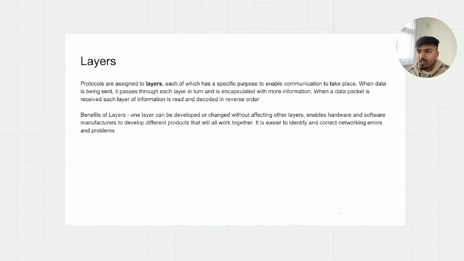Now we move on to layers. So what's the point of layers? Well, protocols are assigned to layers, each of which has a specific purpose to enable communication to take place. When data is being sent, it passes through each layer in turn and is encapsulated with more information. When a data packet is received, each layer of information is read and decoded in reverse order. This refers to the TCP/IP stack, which you don't really need to know, but it's a good example to get the idea of layers across.